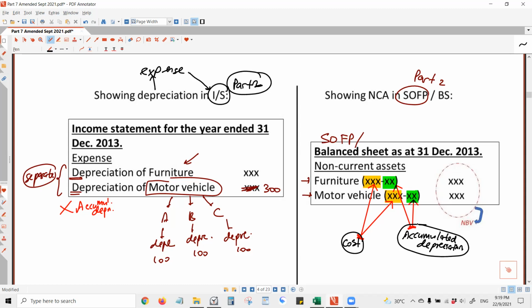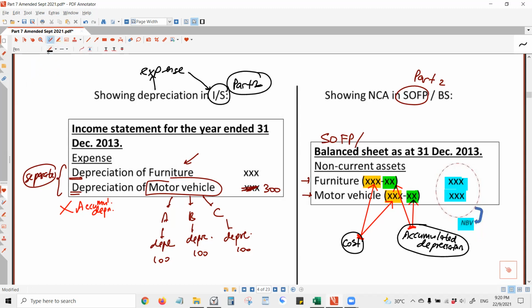For now you must remember and understand first what you should show in the SOFP and what to show in the income statement. These are all very common questions. The number that you should show at the rightmost: you take the cost minus the accumulated depreciation, and the result you show at the rightmost, which represents net book value, NBV. Net book value equals cost minus accumulated depreciation.